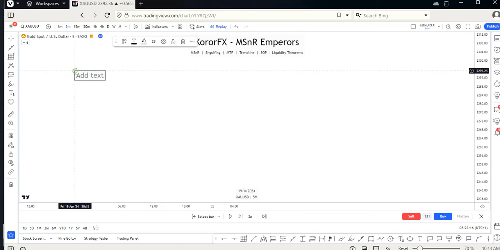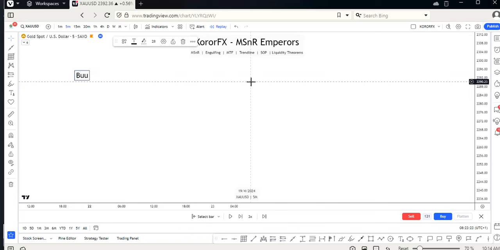Let me say something like this. MSnR mechanisms. This is like your SOB, okay? SOB, all right? This is like how you trade. You have to have some SOBs when you are trading.